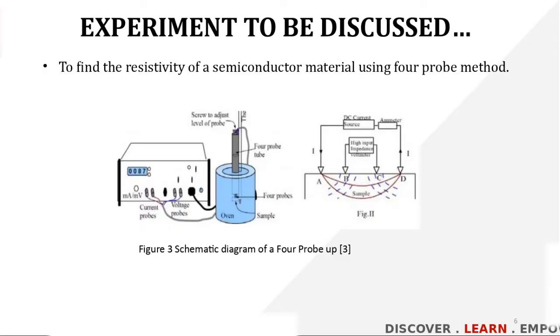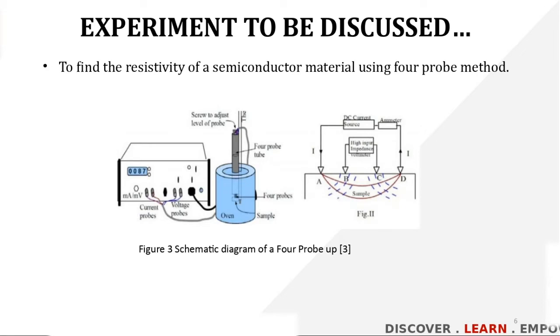We have been given a semiconductor material. What we have to do in this experiment is change the temperature of that semiconductor material and observe the effect of that temperature on its resistivity.